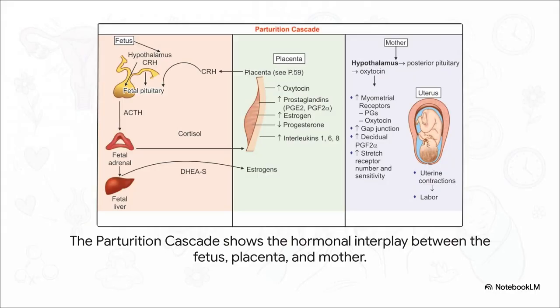Okay, this slide, you're going to want to screenshot this. It's super high yield because it puts all the pieces together. Let's follow the chain of events. So that fetal cortisol hits the placenta. What does the placenta do? It cranks up production of estrogen and prostaglandins. At the same time, the influence of progesterone starts to wane. This whole hormonal shift is the secret sauce. It makes the uterus super sensitive to oxytocin and gets it all revved up and ready to contract.